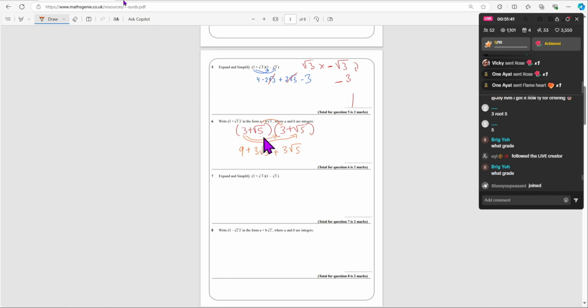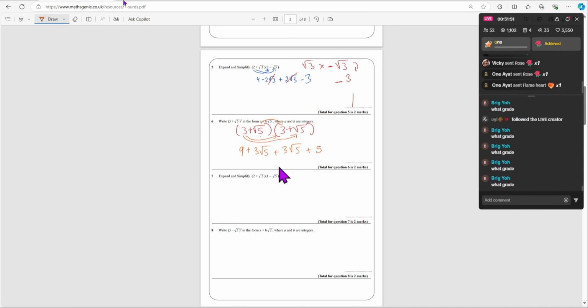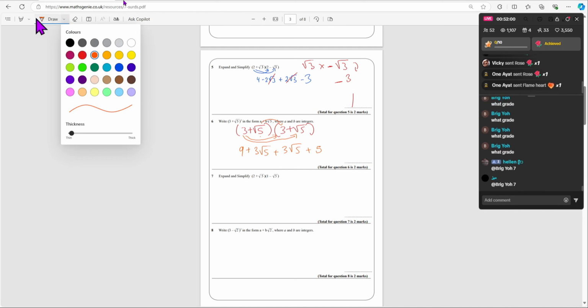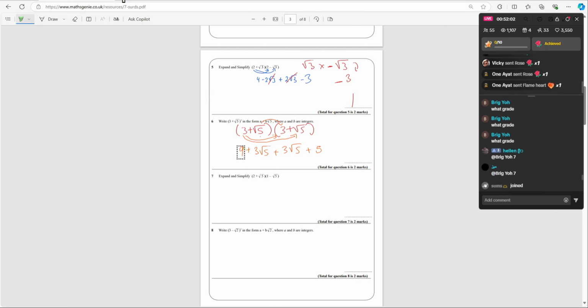And then we're going to do root 5 times root 5. The roots are going to cancel out. And we're going to get a plus 5. Okay? This is grade 7, okay? Grade 7. So once you have done that, we can simplify this. Now first, we're going to simplify those integers first, then we're going to simplify the surds. So we know that 9, we can do 9 plus the 5. 9 plus 5 is going to give you 14.